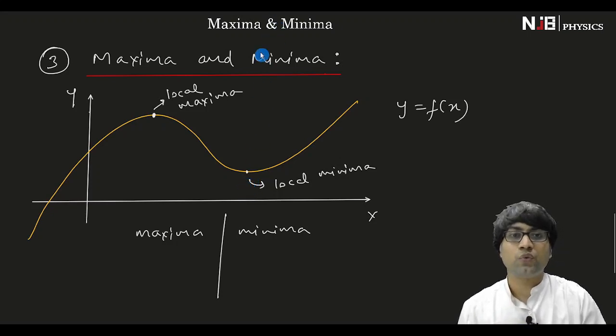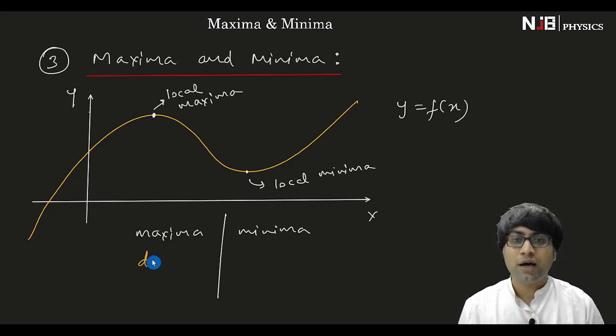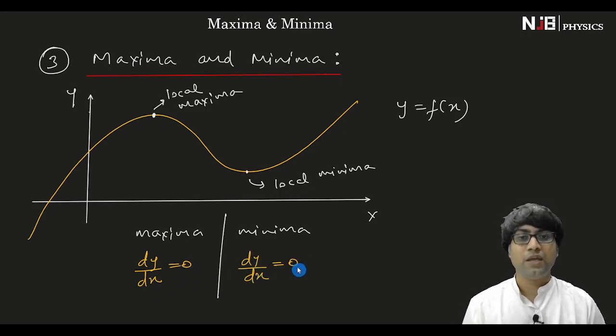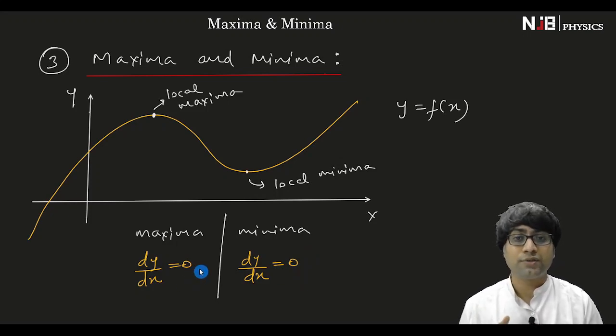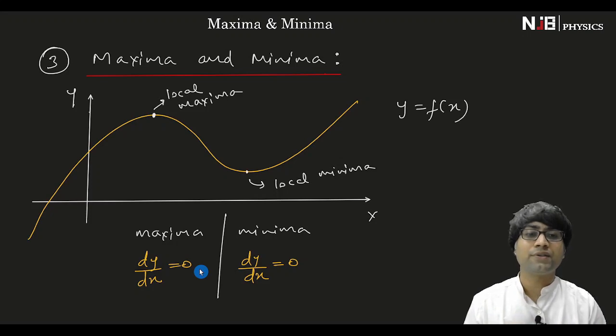Therefore, the first condition we can write is that dy by dx is going to be 0 at maxima, as well as dy by dx is going to be 0 at minima. Now what will be the other condition which is going to differentiate between the two? Because in both cases dy by dx is coming out to be 0.